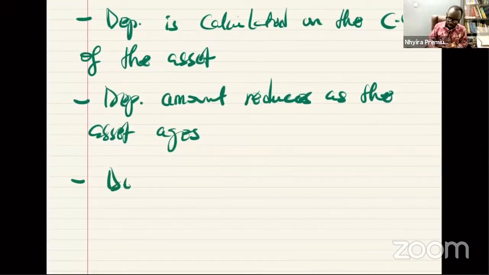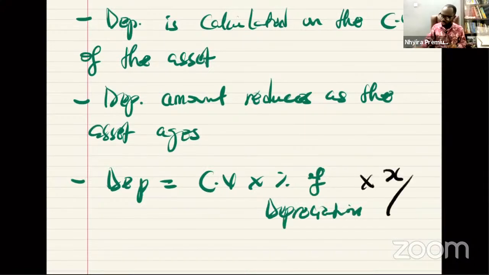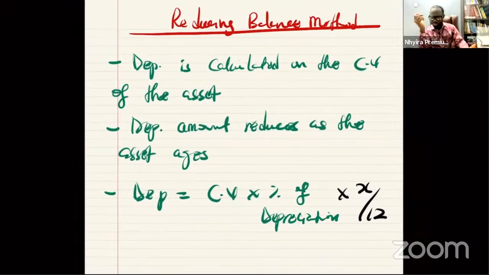It means that the depreciation chargeable will be equal to the carrying value multiplied by the percentage of depreciation. Then if you are dealing with less than one year of ownership or a pro rata basis, you are going to pull up x over 12 in relation to that. So that is the reducing balance method. We are calculating the depreciation on the carrying value of the asset.